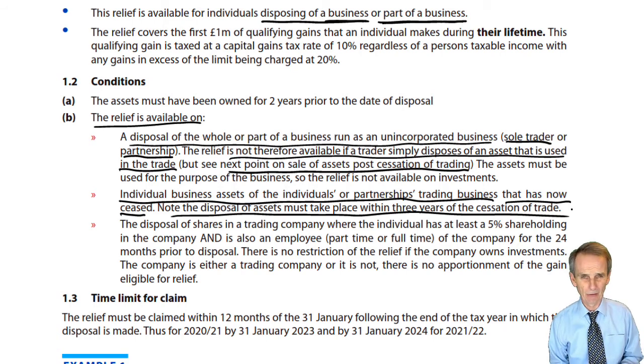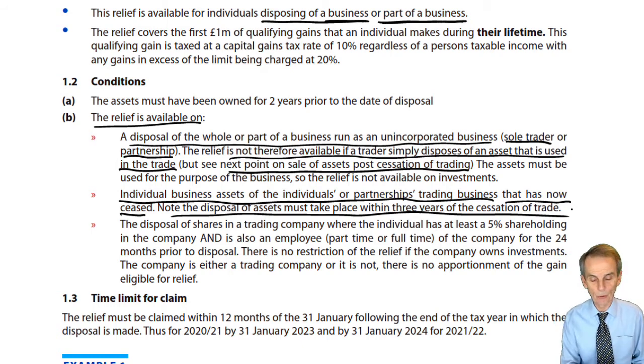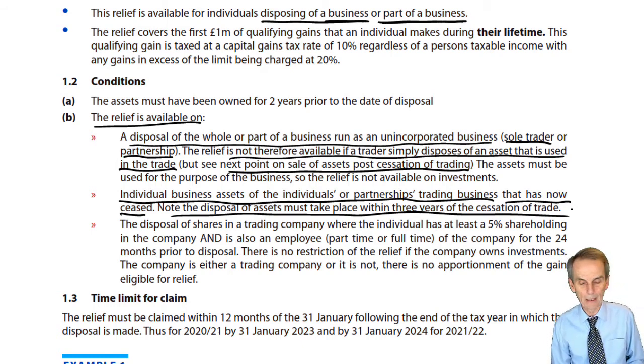HMRC are not spiteful here. They say, yes, in that circumstance, you did use that in the business. It was a qualifying business up until the point you ceased trading there. We're not going to take away your business asset disposal relief. You again, to the limits that we'll look at in a moment, you may recall 1 million, you can have that relief. You can have your 10% CGT rate.